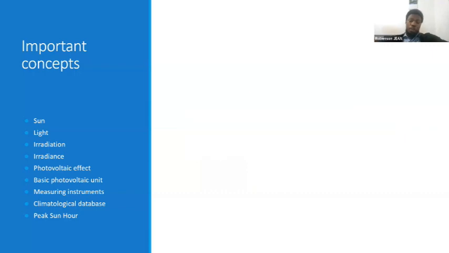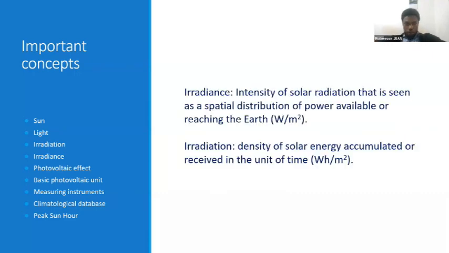But what is the irradiation? So we have two terms. We have irradiance and irradiation. The irradiance is in terms of power, and the irradiation is in terms of available energy per unit of surface.